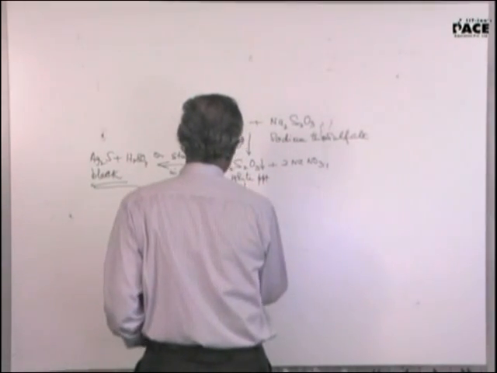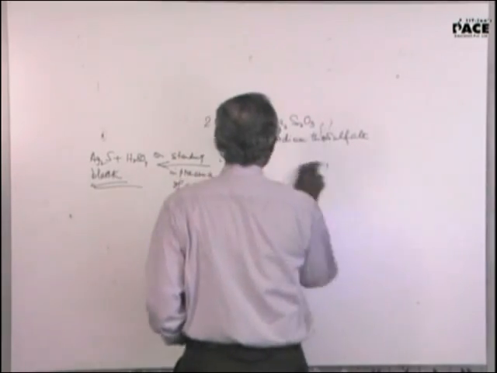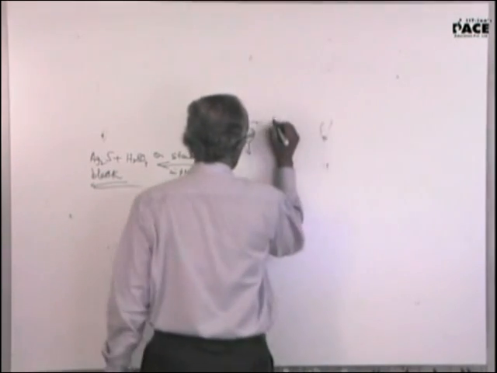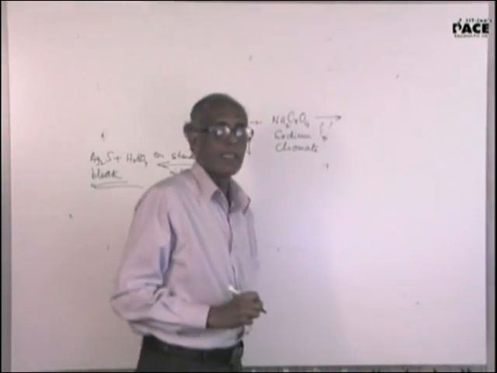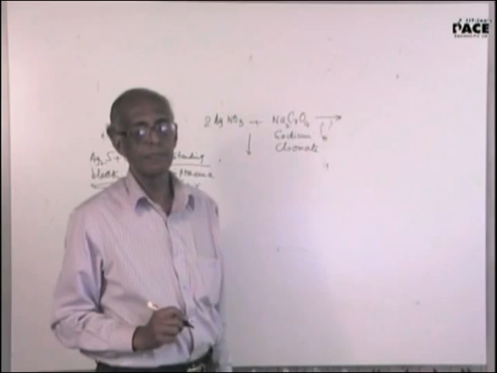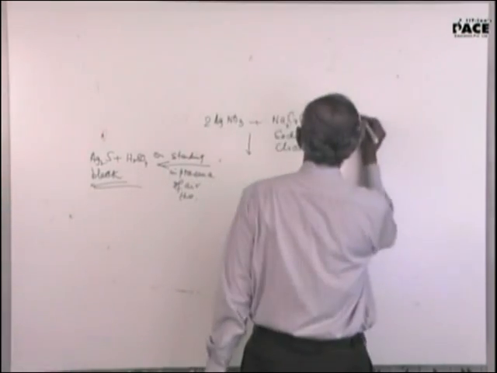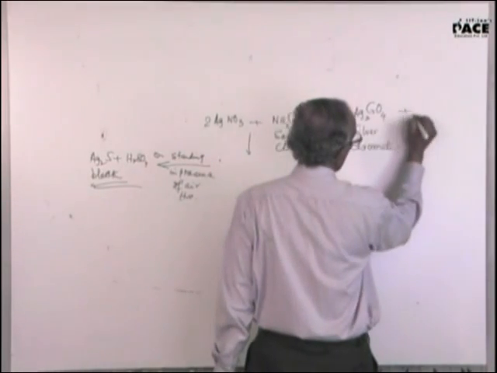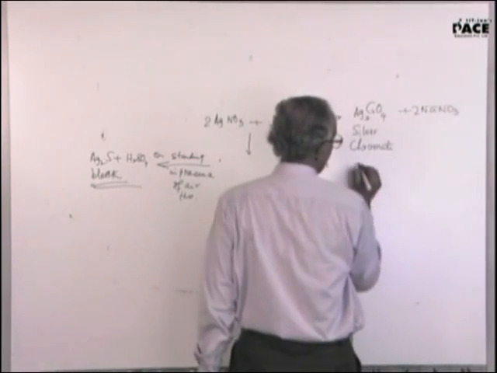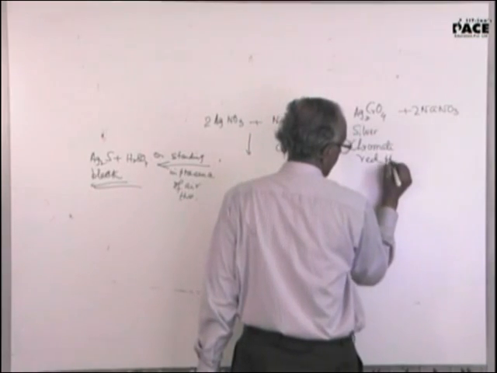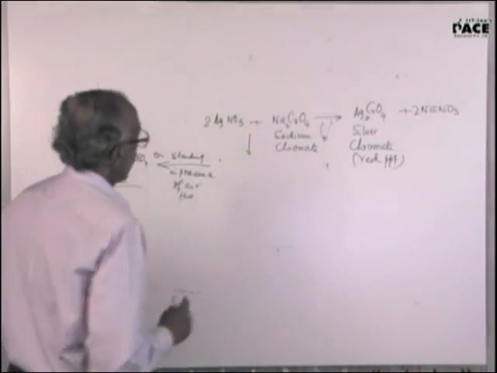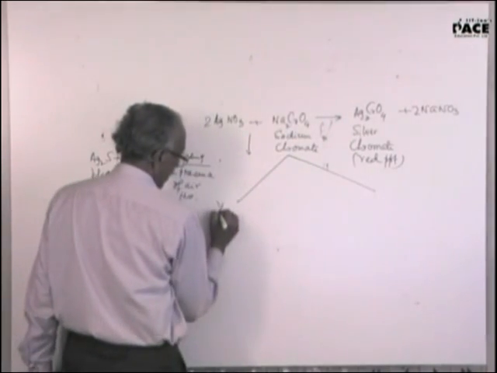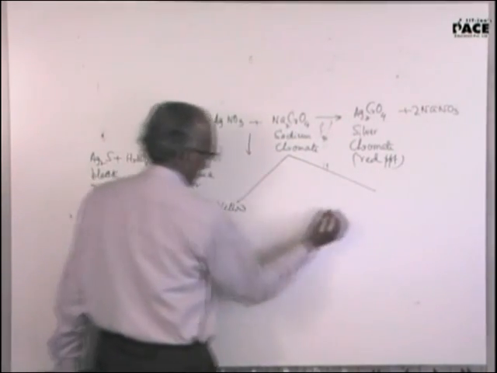Silver nitrate, when you add it to sodium chromate, you get silver chromate and sodium nitrate. And silver chromate is a red precipitate. Silver chromate gives two types of precipitate, yellow and red.